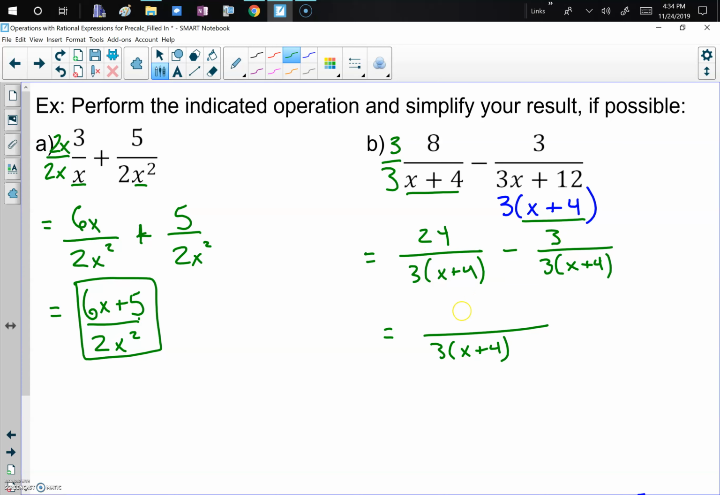24 minus 3 is 21 for my numerator. And here, having that 3 factored out helps me because I know 21 does have a factor of 3. It is 3 times 7. So I can cancel out a value of 3 for my numerator and denominator, which gives me my simplified answer of 7 over x plus 4.